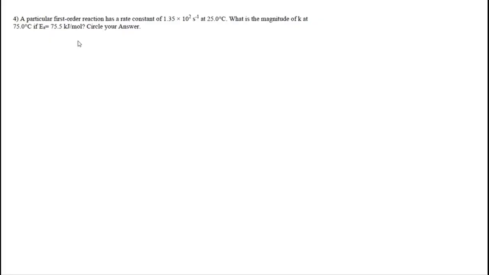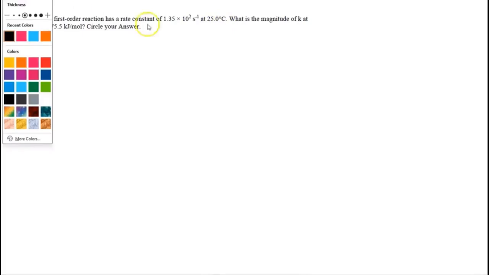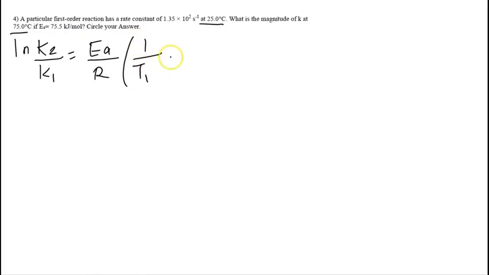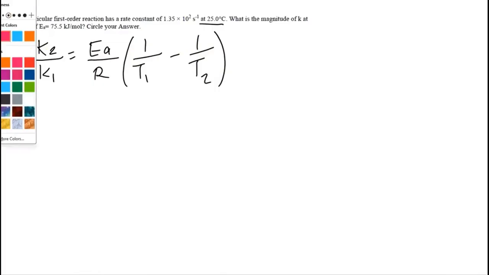But there's multiple ways to express the Arrhenius equation. The only way that allows us to utilize multiple temperatures is the two-point Arrhenius equation, which reads natural log of K2 over K1 is equal to the activation energy divided by the gas constant times 1 over temperature 1 minus 1 over temperature 2. And so for us, we can start plugging things in.